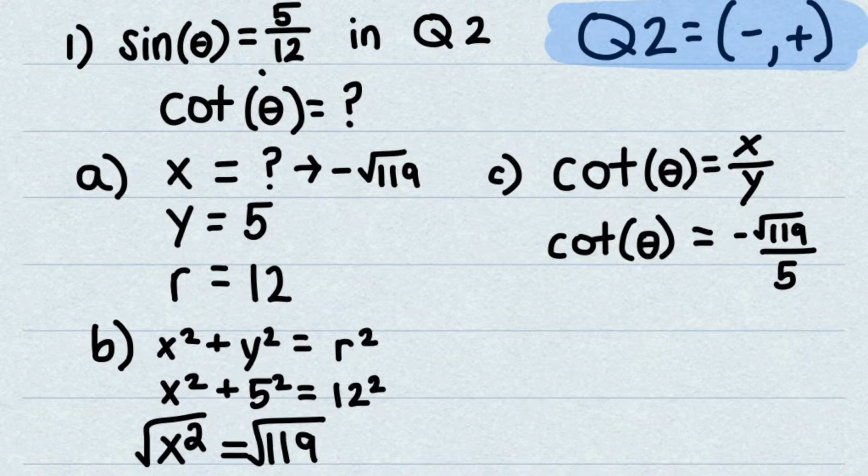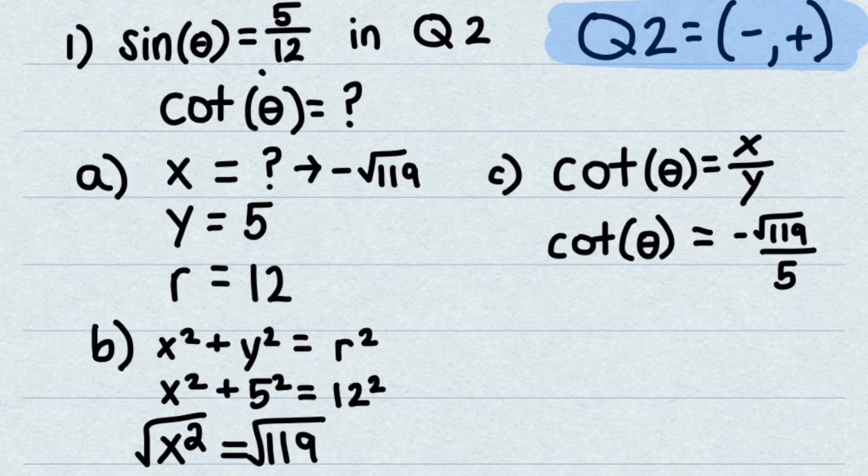To find x, we set up Pythagorean's theorem. X squared plus y squared is equal to r squared. We don't know x, so we leave x as is. X squared plus 5 squared, which is y, is equal to 12 squared, which is r. So 12 squared is equal to 144, and 5 squared is equal to 25. 144 minus 25 is equal to 119. So that gives us x squared is equal to 119.